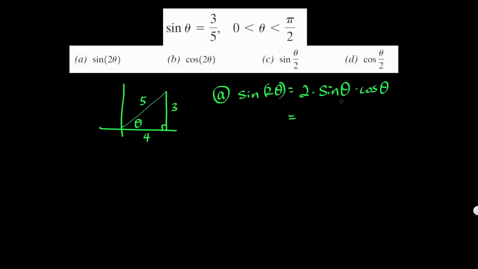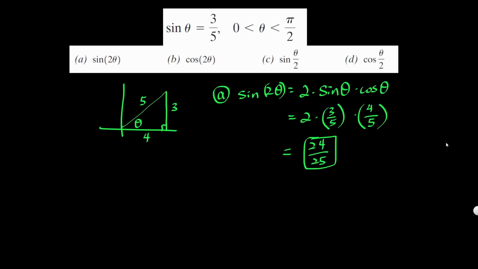Well, they give you sine theta. In the problem, it's 3 over 5. And then using that triangle, we need to figure out what cosine theta is. Cosine theta is adjacent over hypotenuse, so it's going to be 4 over 5. If you multiply everything together, that's going to be 24 over 25. So the answer to part A is just this. Let's move on to part B.